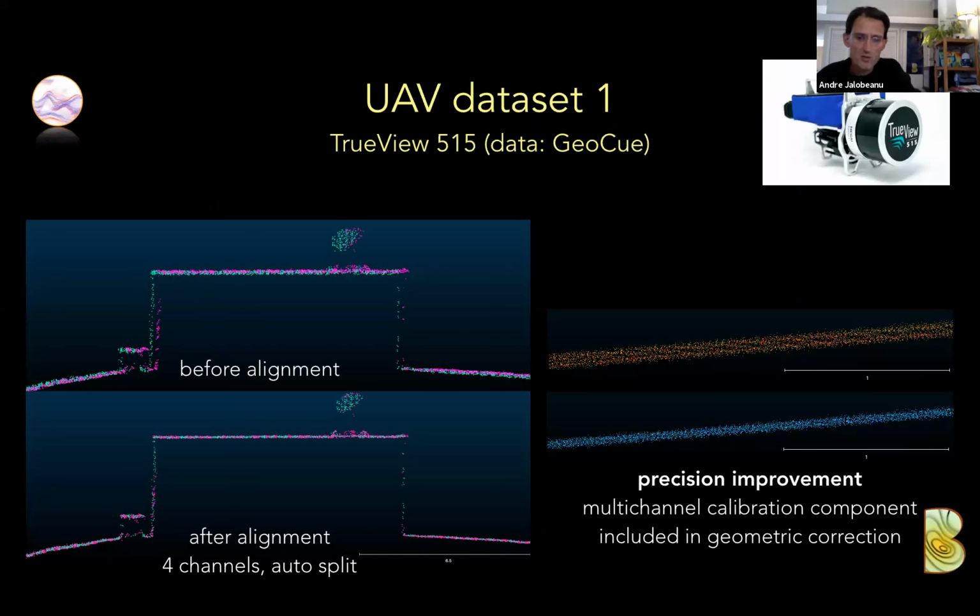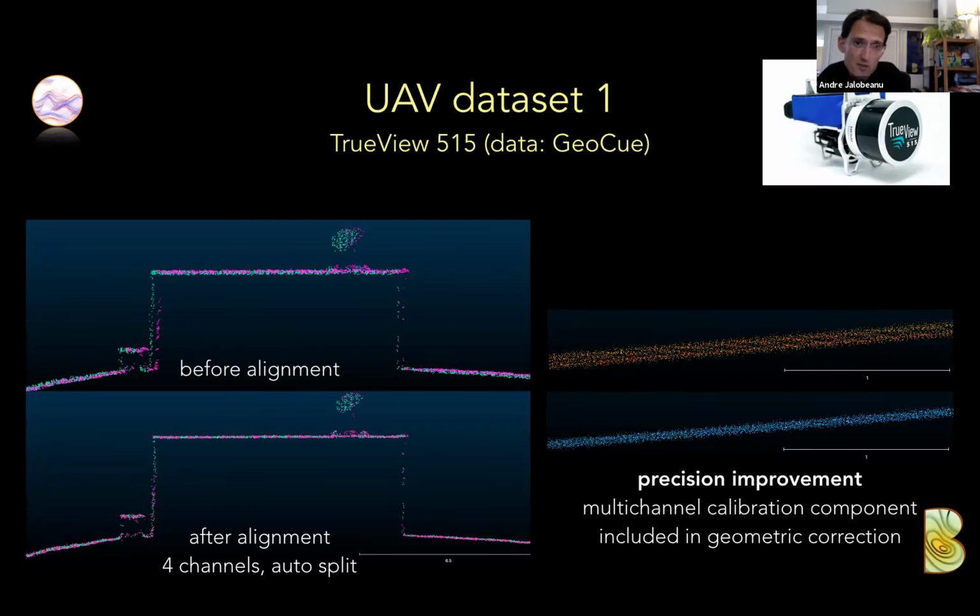Now I'm switching to UAV. I have 6 minutes left, so I'm going to speed up a little bit. This is TrueView 515 data from GeoQ. If you saw the presentation yesterday, you're probably familiar with it. So just a cross-section example here, before and after alignment with StripAlign. So the horizontal error has pretty much disappeared, as you can see.